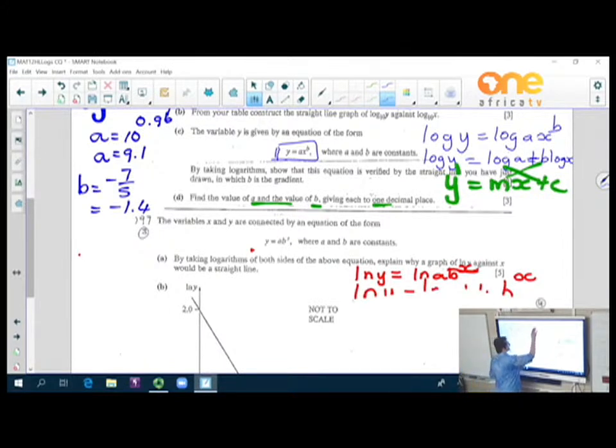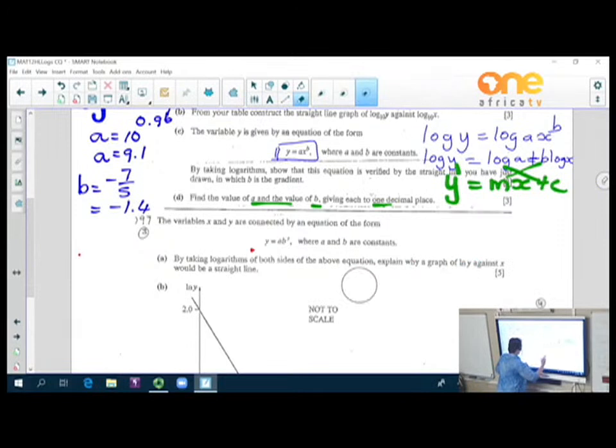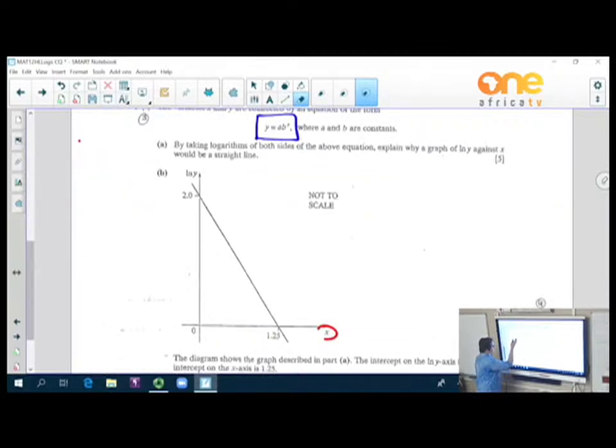The variables x and y are related. Now, this time, this is my equation. X is now the index, which means that only one axis is locked. If you look here, this is ln y and this is x. Now they say by taking logarithms, show that it is ln y against x. Now remember logs, log base e is ln.